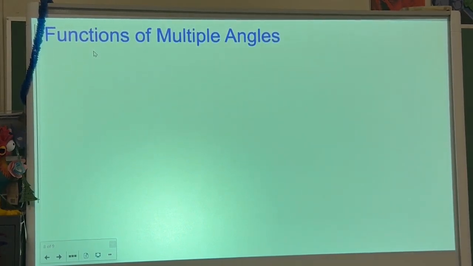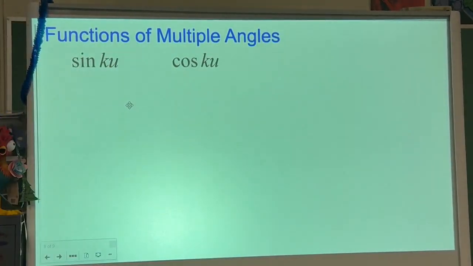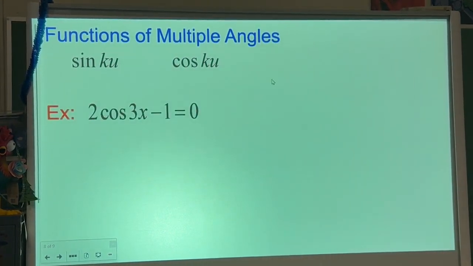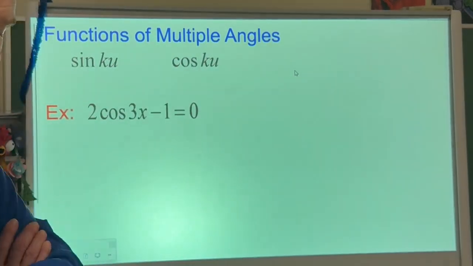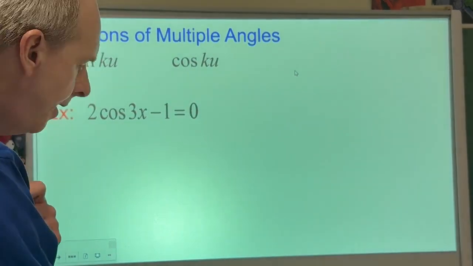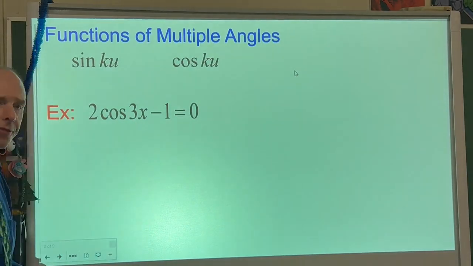The last thing we're going to look at today are functions of multiple angles. So you have sine or cosine of some multiple times an angle. And when I say that, I mean like 2x or 3x or 4x or 5x, that kind of thing. What we'll do is we will solve for kx. Then when we're done, we'll simply divide our answer by k. It'll be okay. So, don't worry about it being a 3x right now.